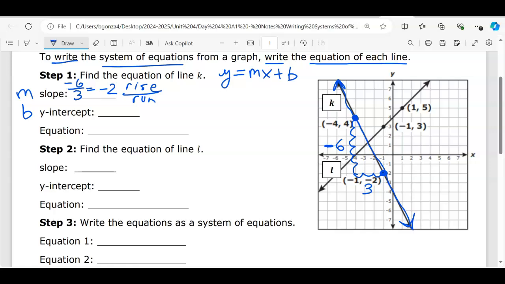Now, the y-intercept. Where does it cross the y-axis? Okay. So I'm looking, where does the line touch the y-axis?